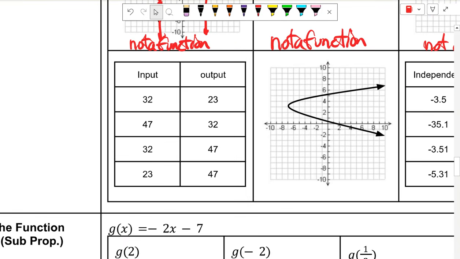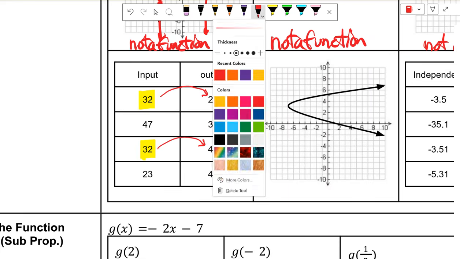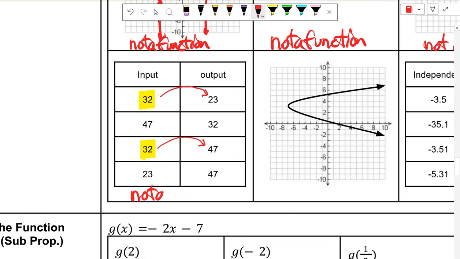Here's a table, and if you look at all the inputs, the independents, you can see that we have 32 here and 32 here. That's not a problem if they have the same outputs, but they don't. This one has 23 and this one has 47. Therefore, this is not a function.